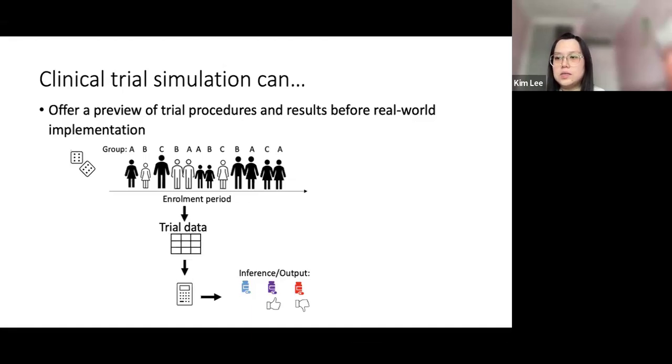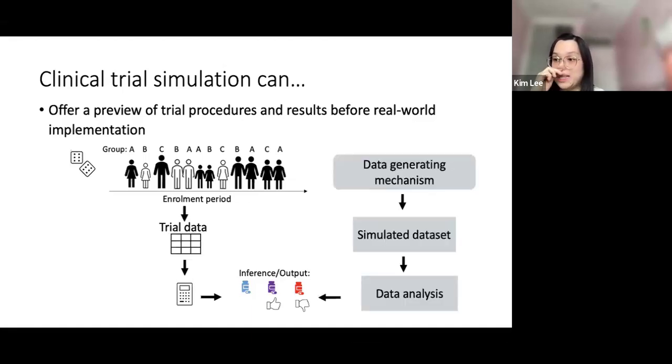So, in a simulation study setting, we want to mimic the whole trial process on a computer. We can define a data generating mechanism that gives us a simulated data set. Then we can apply the chosen analysis method to get the inference about the intervention from this one trial replication on the computer.